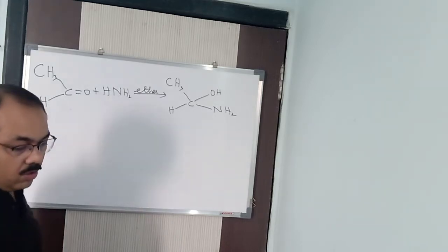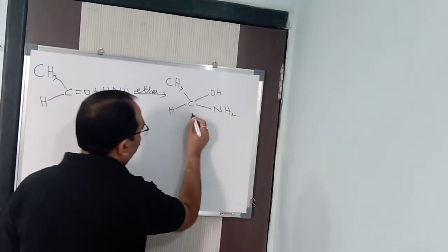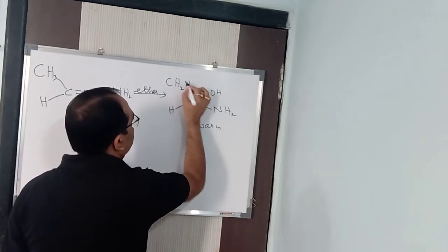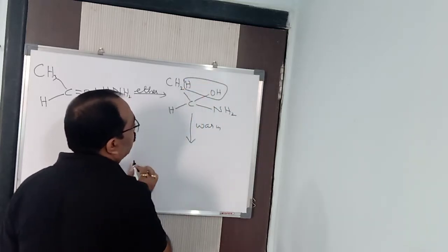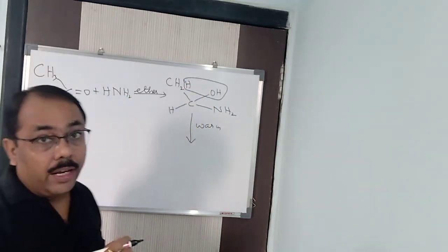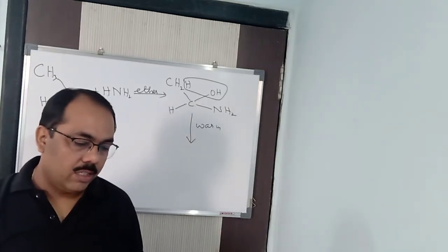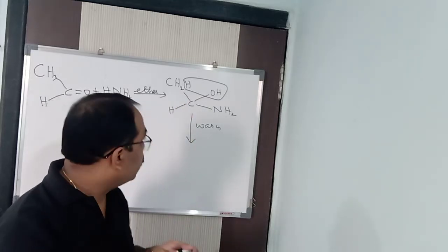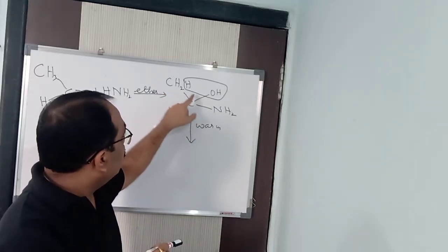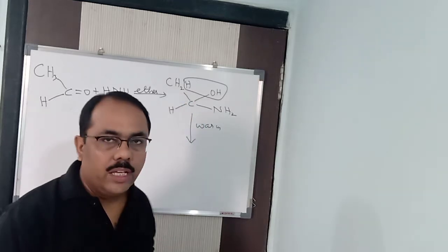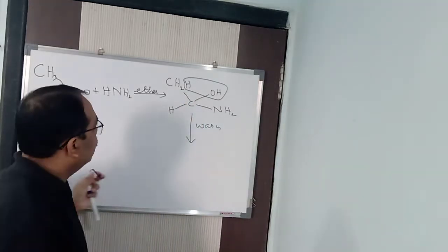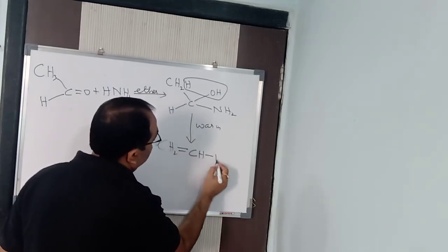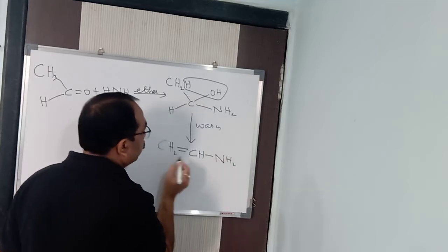Fine. Now when you warm it slightly, what will happen here? I said, this H and this OH are removed on heating. Water is removed. And what am I going to get? Wait, don't write. That is CH2, here double bond CH, single bond NH2. Alright, you will be getting this.